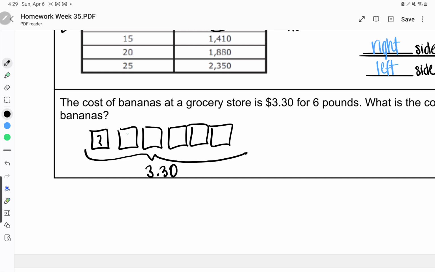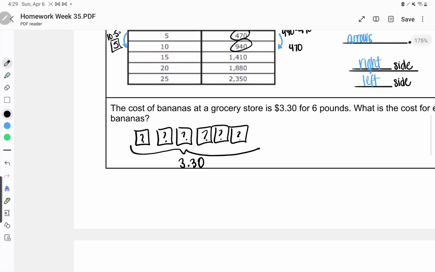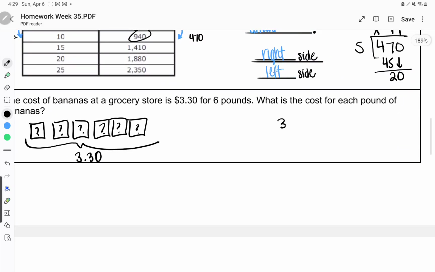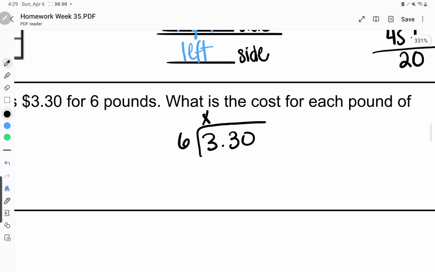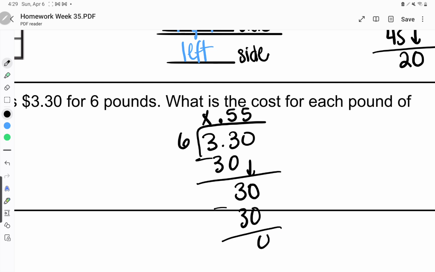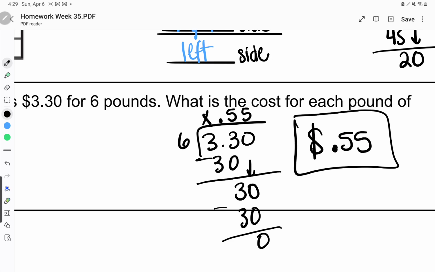Which means I'm trying to figure out the cost of each banana, which means I'm splitting the $3.30 up between the 6 pounds. So I would do $3.30 divided by 6. 6 does not go into 3, but 6 goes into 33 5 times. Bring up the decimal. 5 times 6 is 30. Subtracting that gives me 3, and drop down that 0. 6 goes into 30 another 5 times, and then 5 times 6 is 30. Subtracting that gives me 0. So this would be 55 cents.